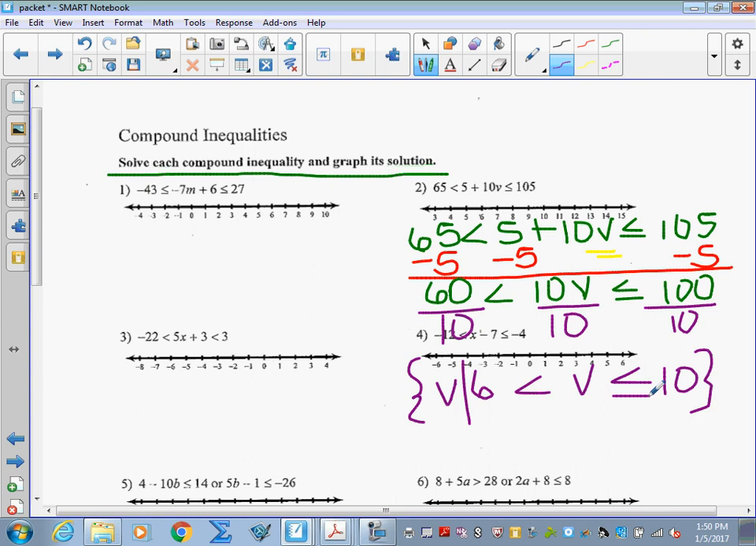So now we're going to graph this on the number line. So we're going to go up to 6. 6 will have an open circle on it. 10 will have a closed circle. And then we just shade it in between. Any questions on that? All right, it's just like solving both at the same time.